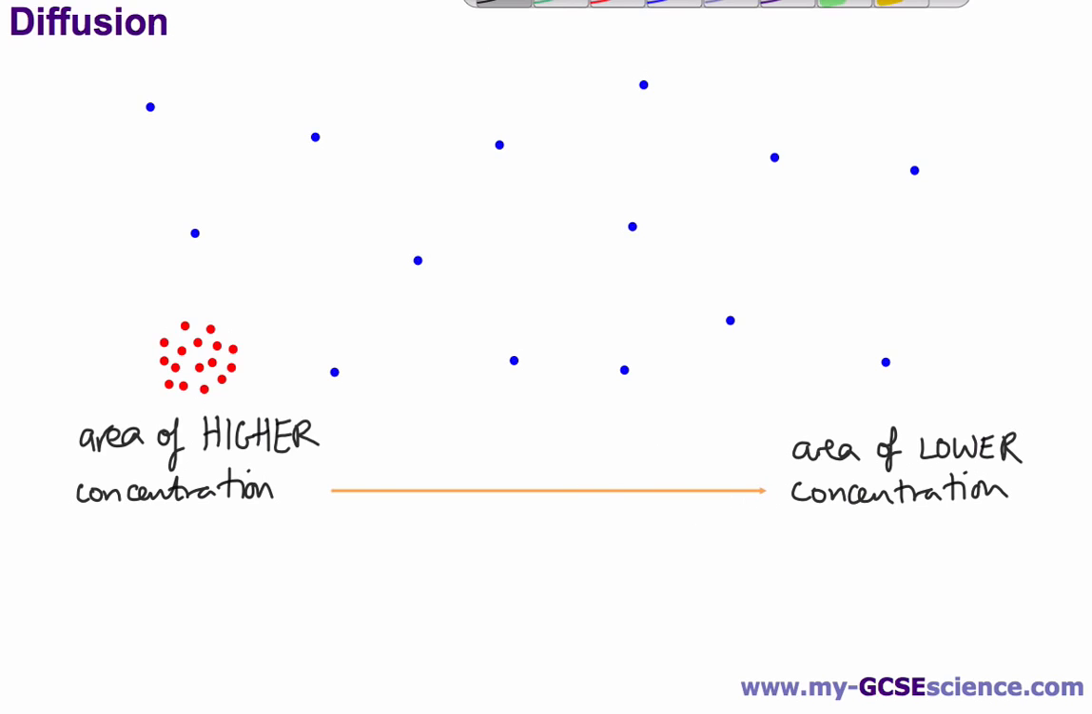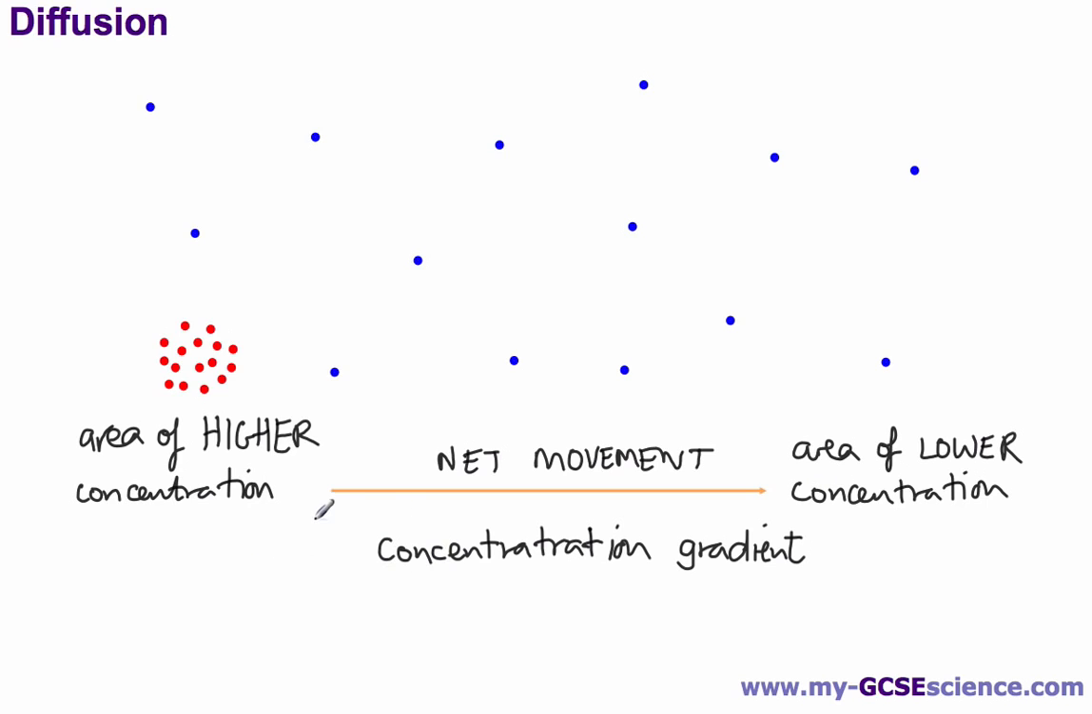So what happens is, as we just saw, the particles move from the higher concentration to the lower concentration. We say there is a net movement, and by net movement we mean an overall movement of particles from where they're in the higher concentration to the lower concentration. We can describe this as a concentration gradient, and particles move down the concentration gradient, and this can, as we said, happen in dissolved substances and also in gases.